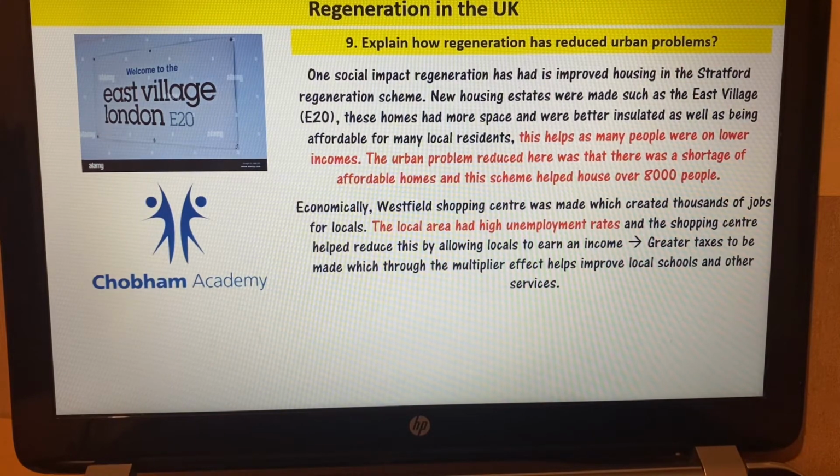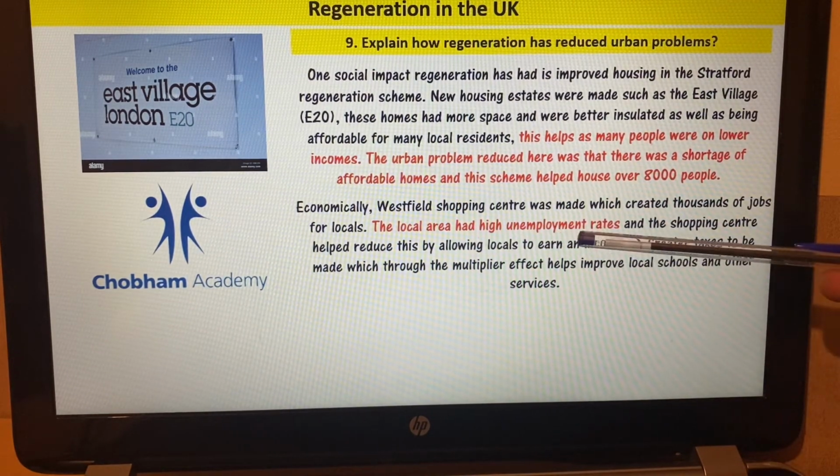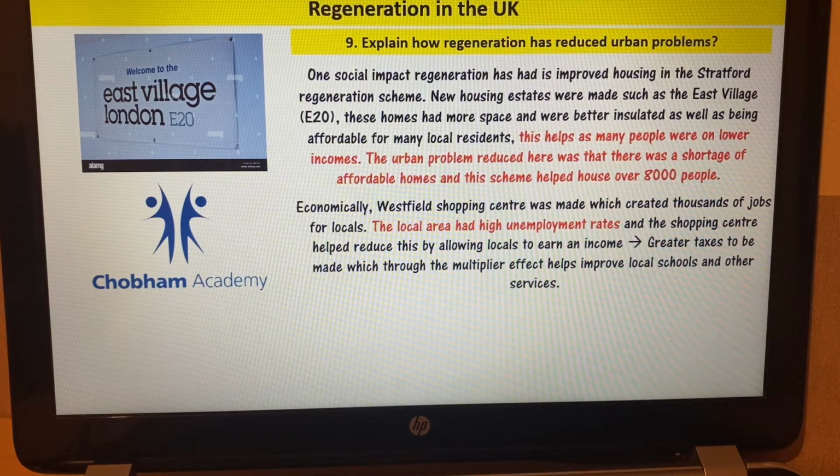They created a massive shopping centre. And what did that do? That created obviously thousands of jobs for many locals. You could say this red part, this problem was that actually unemployment rates were pretty high within the area, but this shopping centre under regeneration has allowed locals to earn an income, which again, you can talk about the multiplier effect, improving let's say the taxes within the area, which can improve other services.